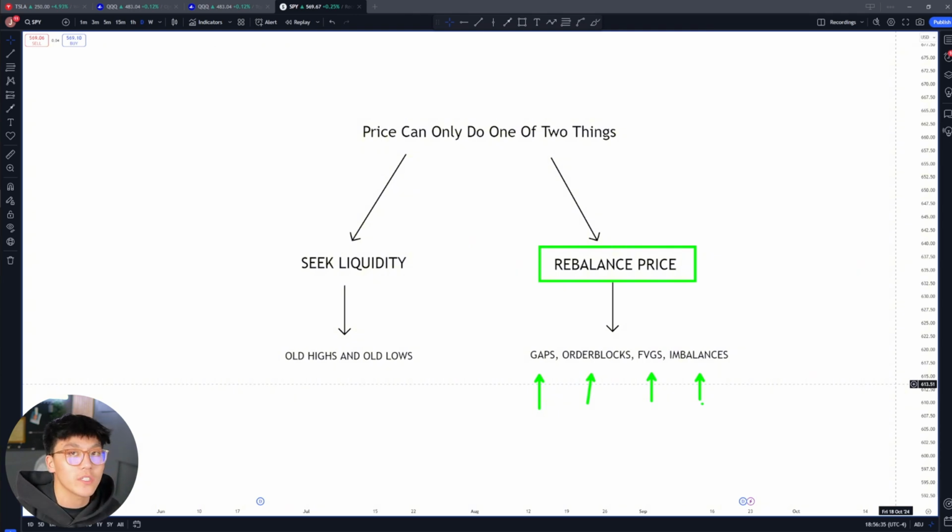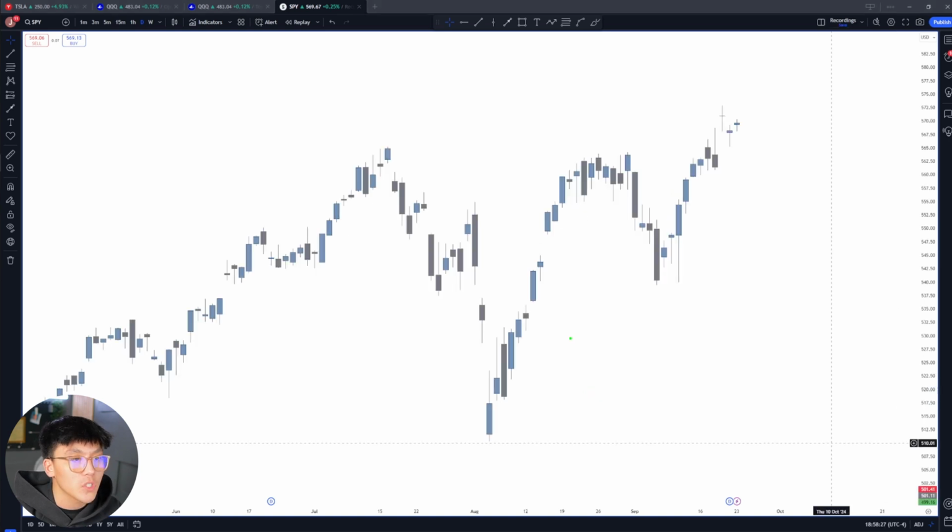So once we understand that price is either going to seek external or internal liquidity, we can form a bias on the higher time frames to look for potential areas that we can target in price. So in today's video, I'm going to talk about internal liquidity or rebalancing price, and we're going to look to identify daily gaps in the markets and how I personally use daily gaps as key targets to trade up into every single day.